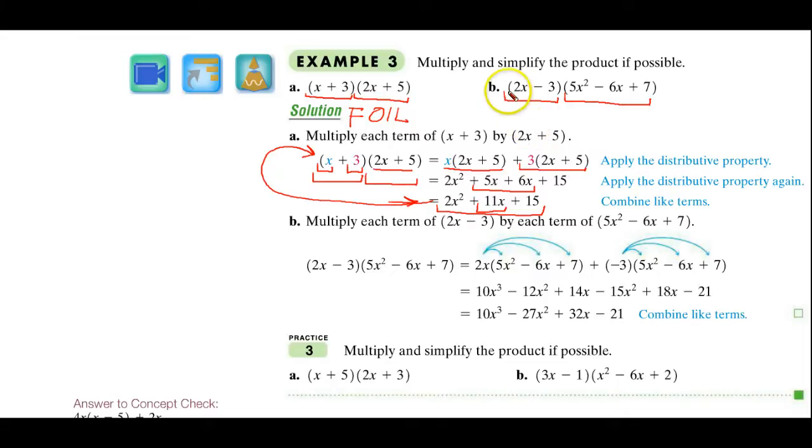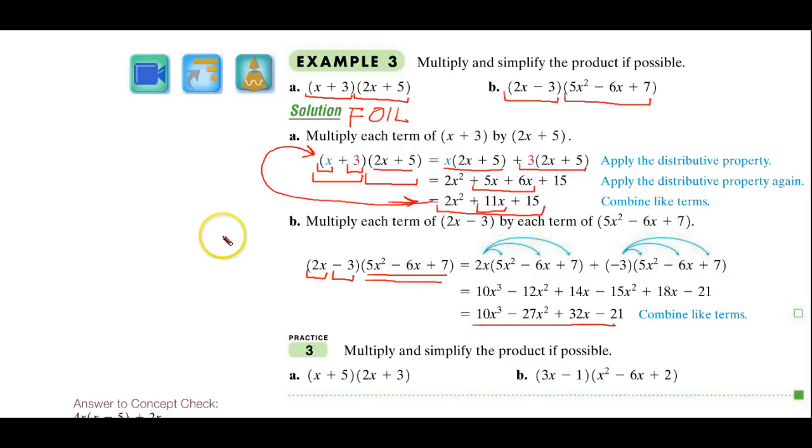Okay, so when we multiply a binomial by a trinomial, again, the same process. We take the first member of the first binomial and multiply it by the second, in this case, the trinomial. And again, take the second member of the binomial and multiply it by the trinomial. And we end up with this long string of terms. We combine like terms and we get this.